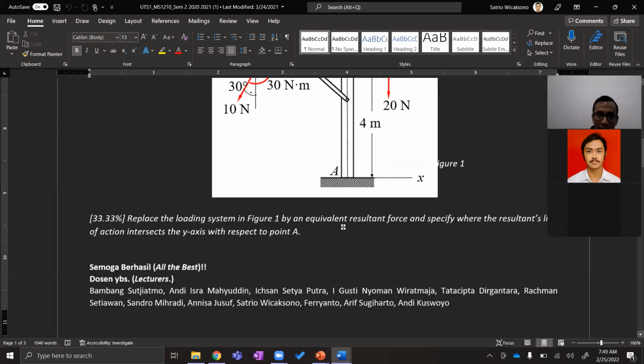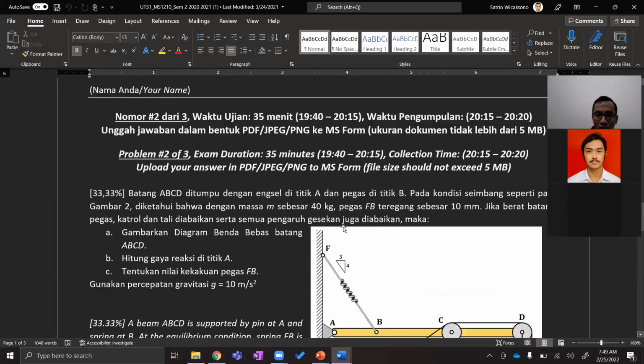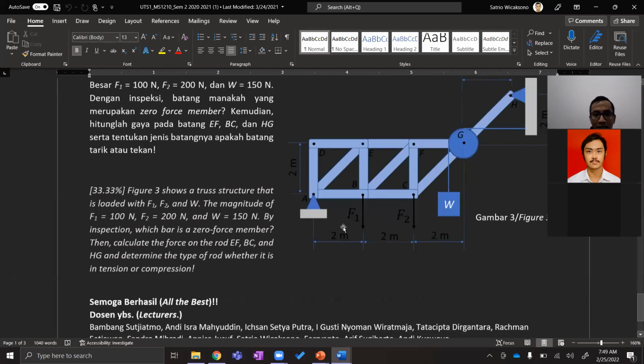About this exam preparation, does anyone want to ask a question before I start discussing this particular problem?